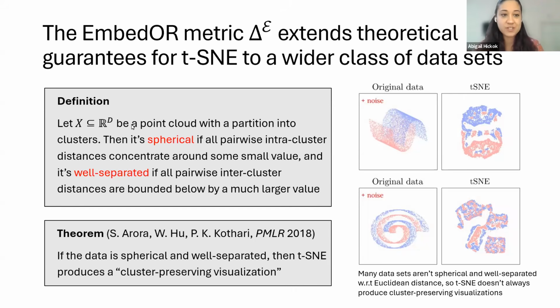The problem with this result, which is for t-SNE, is that most real-world data sets are not well behaved. They're not spherical and well separated like this. So we can see on the right here two examples where we have these nested surfaces on the top, and t-SNE just totally overlaps them in the embedding. And on the bottom, the same thing. We have these nested Swiss rolls, and those just get totally collapsed in the embedding. That's because these data sets don't satisfy the assumptions for this theorem.